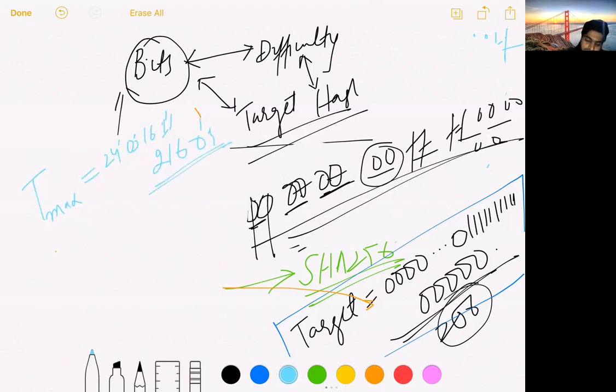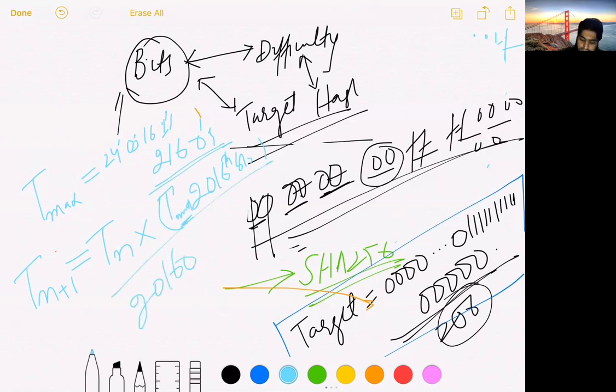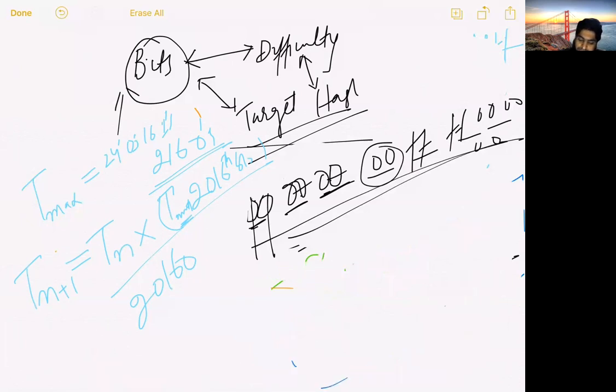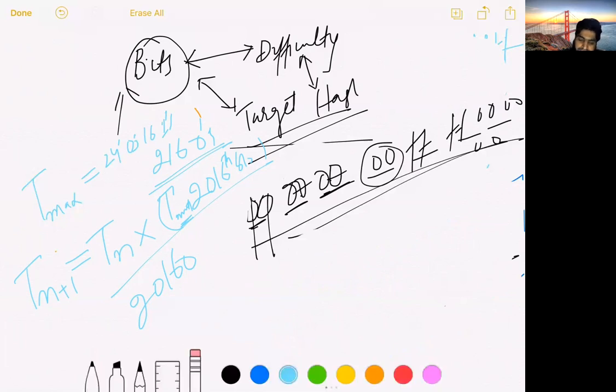T max is that, but there is a formula that the next target hash is equivalent to the previous target hash times the amount of minutes it has taken to generate the first 2016th block, this is T in minutes, divided by 20160. I will tell you how these values are coming here. Just have patience. I will try to relate all of those things so that this will make sense to you.